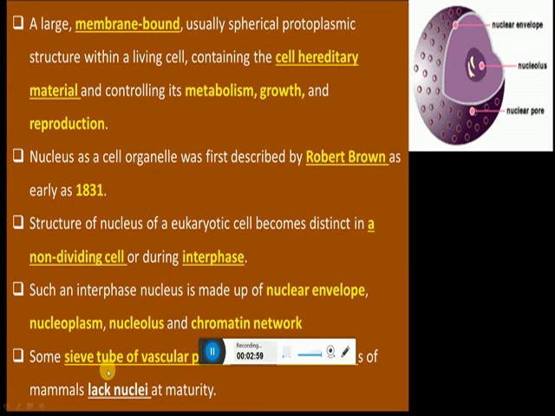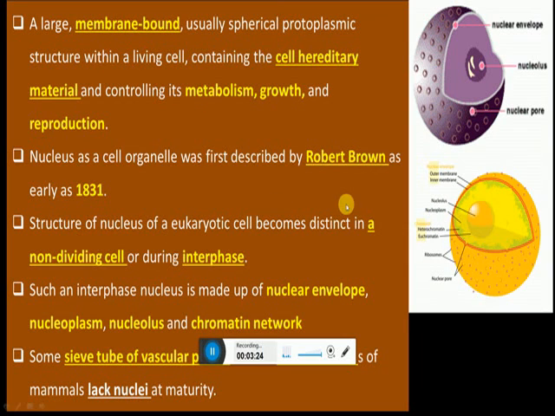Some sieve tubes of vascular plant cells and erythrocytes of mammals, that is RBCs of mammals, these two types of cells lack the nucleus. There are no nuclei in these cells. So these are some characteristic features of the nucleus.